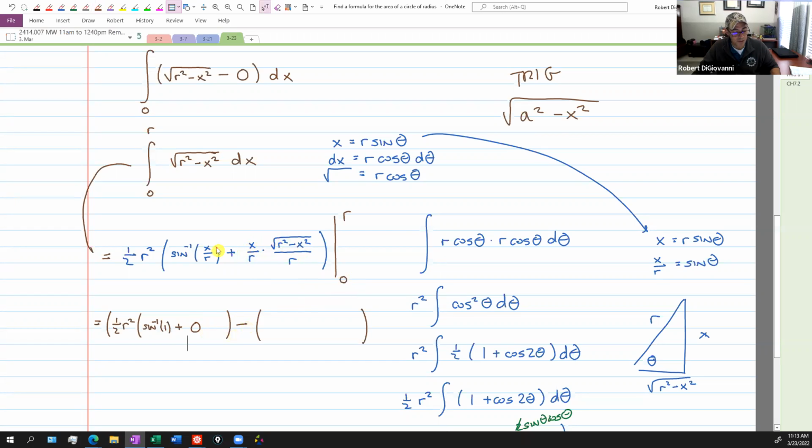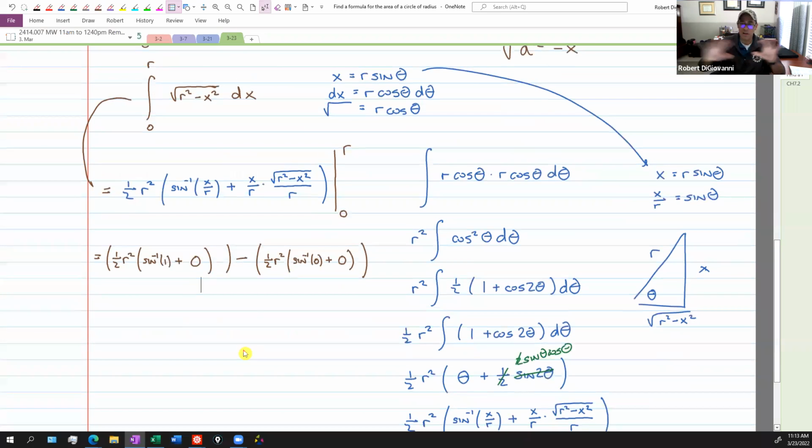And then I have to plug 0 in. So I'll have 1/2 R squared. Now let's plug in 0. If I plug in 0 for X here, I get inverse sine of 0 plus, and then check this out. If I plug 0 into that X right there, I get 0 on top there, and it kills all of this off again. So I get 0 there. I forgot a second parenthesis right there. Okay, any questions?